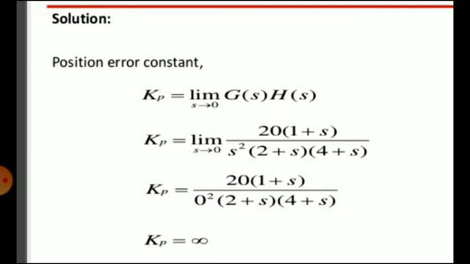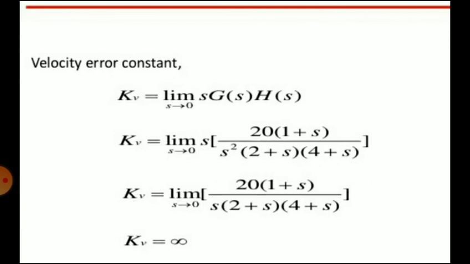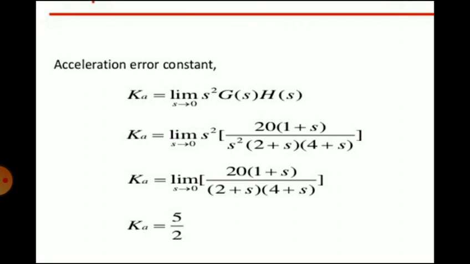So put the value of this transfer function in the expression and take the limit. After taking the limit, you will get the value of Kp equal to infinity. Then the velocity error constant Kv equal to limit s tends to 0 of s G(s)H(s), that is the formula you have to use. Put the value of G(s)H(s) in this expression, and after taking the limit you will get Kv equal to infinity. Then the acceleration error constant Ka is equal to limit s tends to 0 of s square G(s)H(s). Put the value of G(s)H(s) in this expression. So s square will get cancelled, and then take the limit of the remaining part. You will get Ka equal to 5 upon 2.